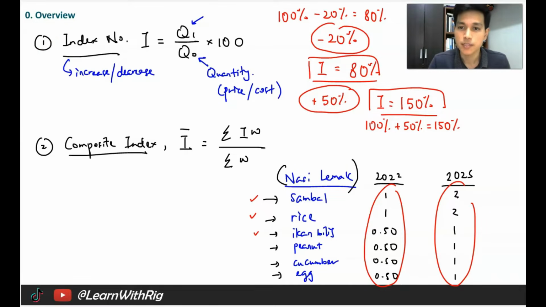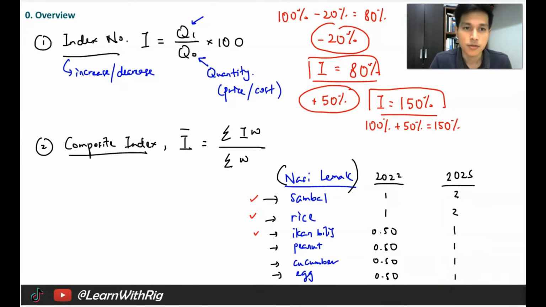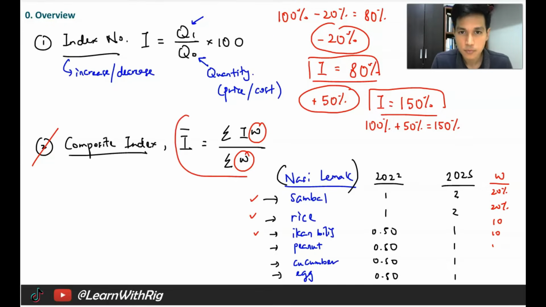That is when you use the second formula. Why? Because in the second formula you have weightage. What is weightage? Weightage means the portion of each ingredient. Usually in the exam they will give you the weightage. They have another column here where they write the weightage. So they give you, okay, this one is 20% of the whole nasi lemak, this is 20% of the whole nasi lemak, this is 10, or whatever percent. When they give you the weightage, only then can you calculate using the formula.